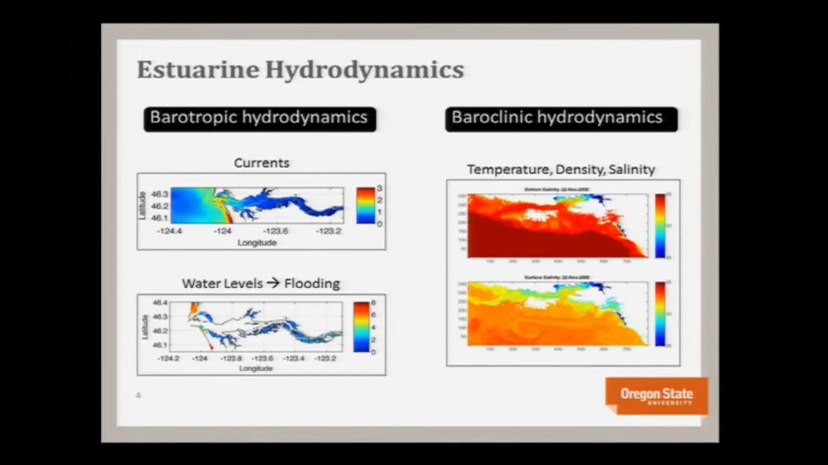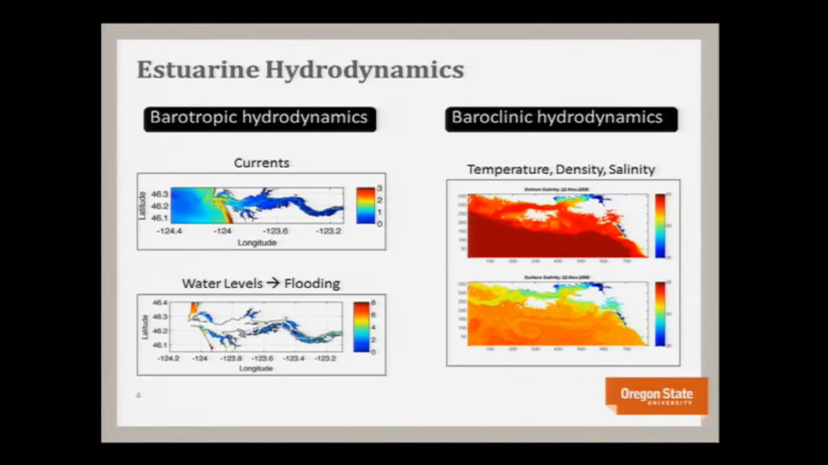On the right column, you can look at estuarine hydrodynamics using baroclinic methods, where you get the full three-dimensional structure of the water column. You get information about temperature, density, and salinity. This is work that we've done up at Cook Inlet, where we've coupled some hydrologic modeling with a Gulf of Alaska-wide ROMS model to look at the patterns of bottom salinity here, and surface salinity here. So what tool you use depends on what you're trying to get out.